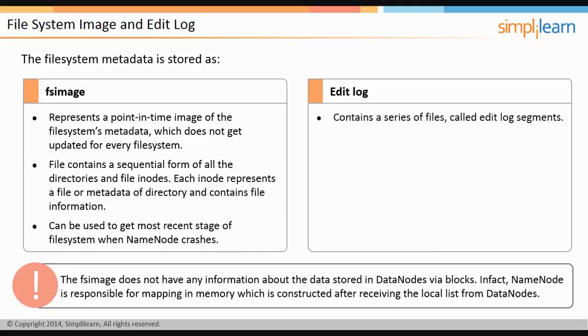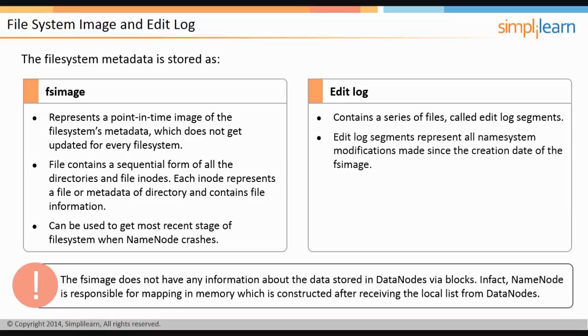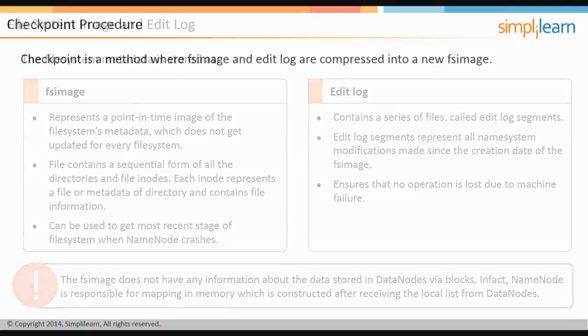The edit log contains a series of files called edit log segments, which represent all the name system modifications made since the creation date of the FS image. This is done to ensure that no operation is lost due to machine failure. Let us learn about the checkpoint procedure in the next screen.